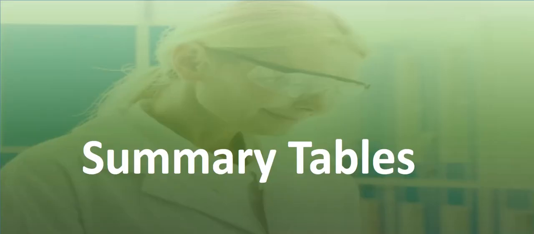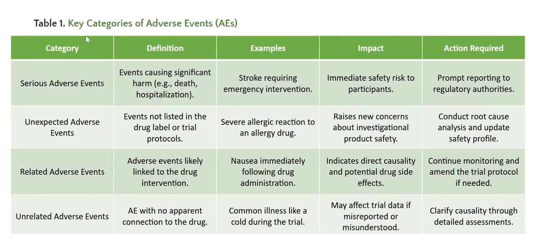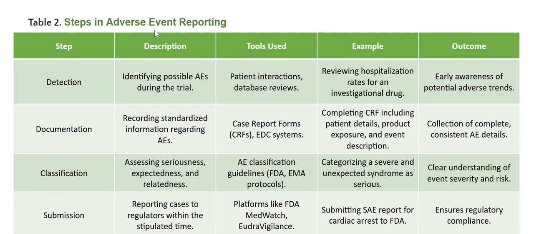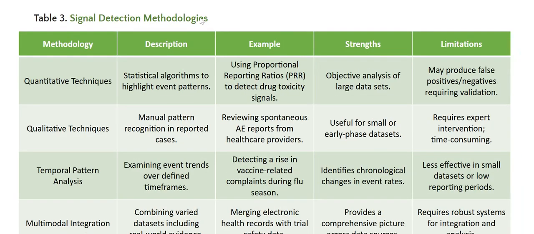Next, we have tables to summarize what we have covered through this lecture. We have a table on key categories of adverse events (AEs): category, definition, examples, impact, and action required. Categories: serious adverse events, unexpected adverse events, related adverse events, unrelated adverse events, and long-term adverse events. Another table on steps in adverse events reporting. For each step: description, tools used, example, and outcome. Steps are detection, documentation, classification, submission, and follow-up.